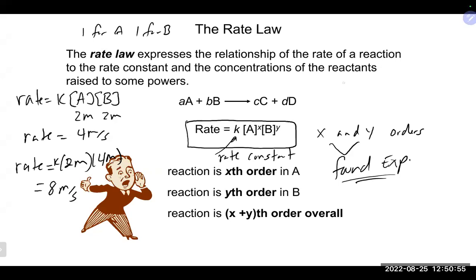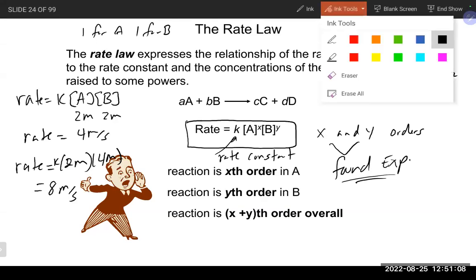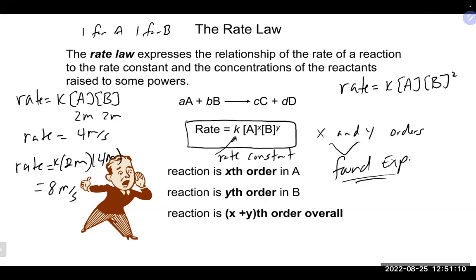Let's say, though, we did end up with a different rate law to start with. Let's say the rate was equal to K times A, and B was, say, second order. The overall order in this case would be what?